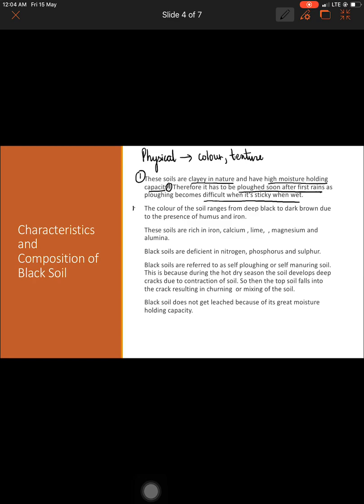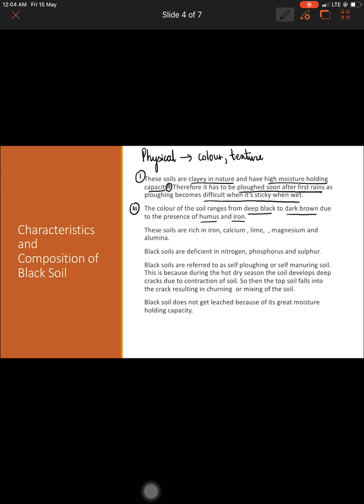And the third physical characteristic of black soil is the color. The color ranges from deep black to dark brown because of the presence of humus and iron. So those are your physical characteristics or physical properties of black soil.